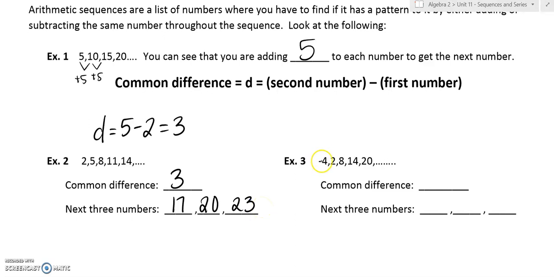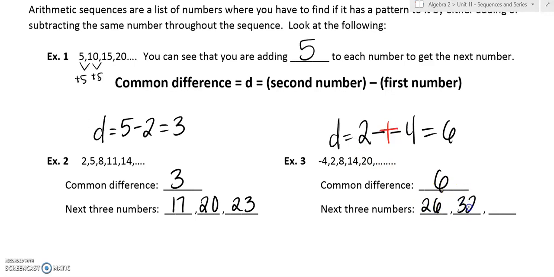Example 3, negative 4, 2, 8, 14, 20. To get that common difference, I take the second number 2, I subtract it from the first, which is minus negative 4. That double negative really makes a positive. So 2 plus 4 gives me 6. That means my common difference is 6. So I'm going to do 20 and then 6 more. That's 26. 6 more is 32. 6 more is 38.